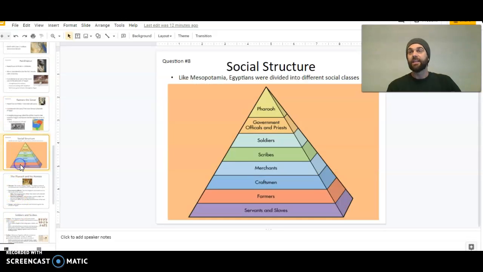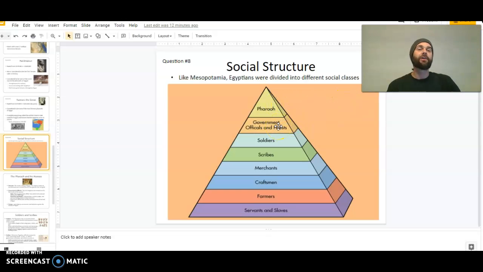Now listen, this is where you are going to spend the bulk of your time working today. And I apologize that I'm not giving you a functional pyramid to work on. So what you need to do is, at the bottom of your notes, you can write Pharaoh, government officials, soldiers, scribes, merchants, and then a dash and write something next to it.